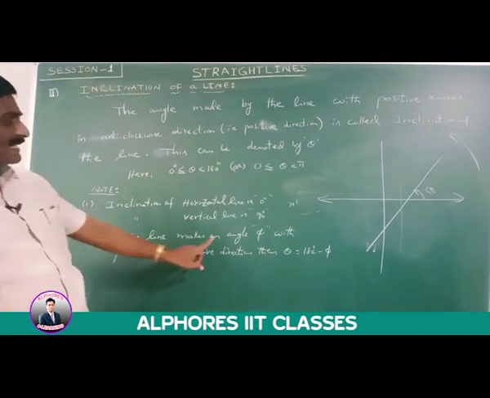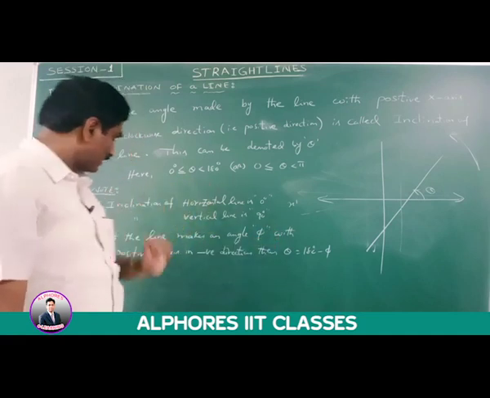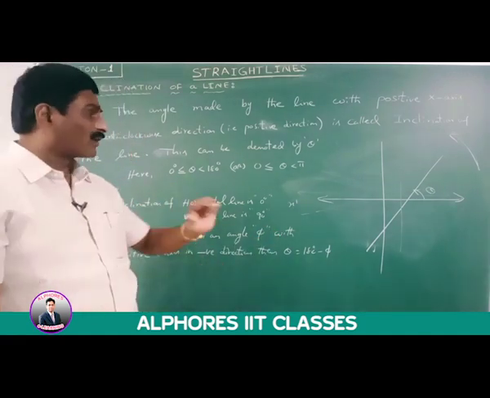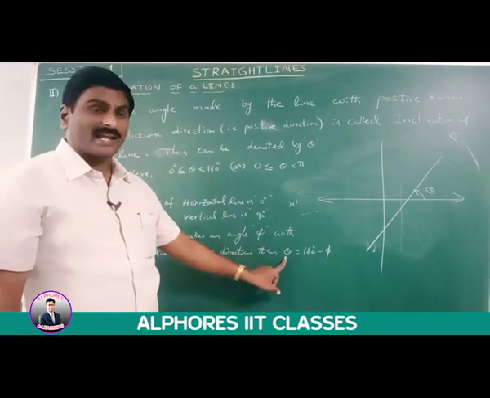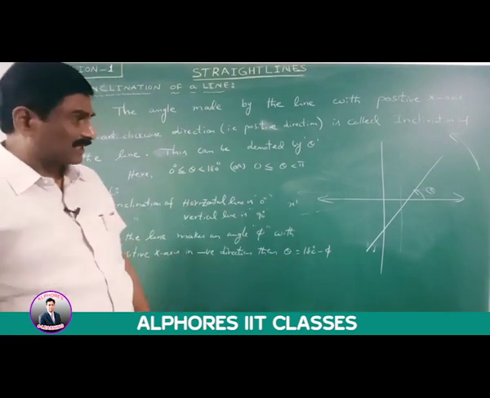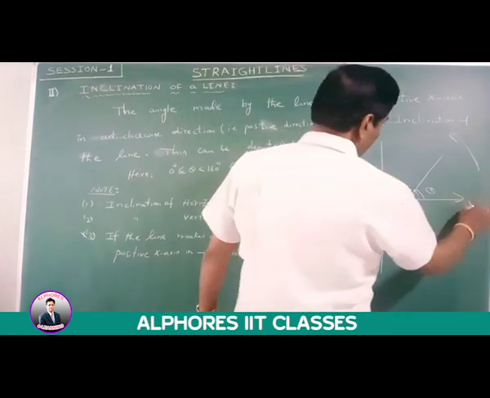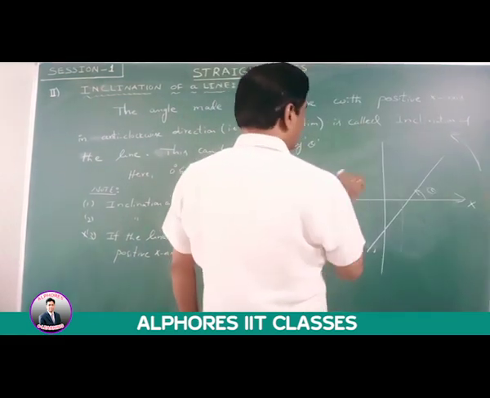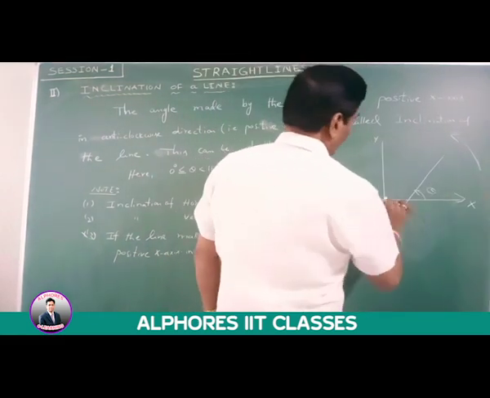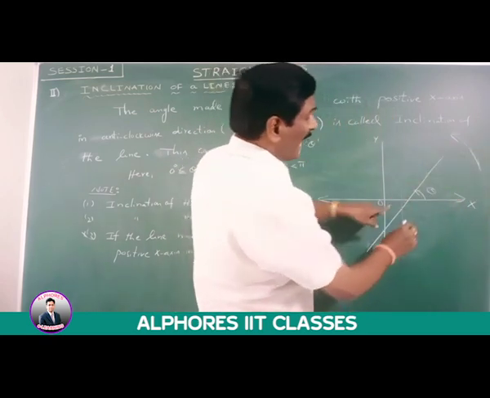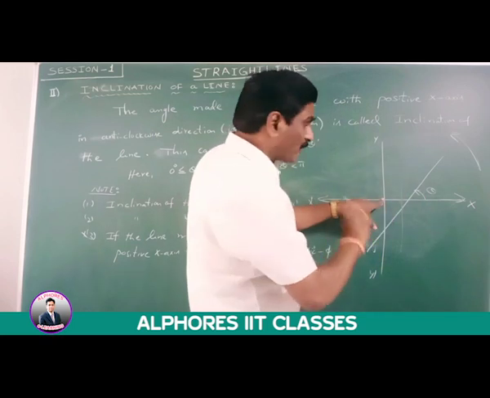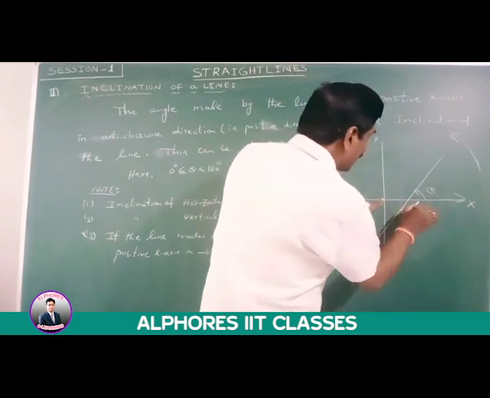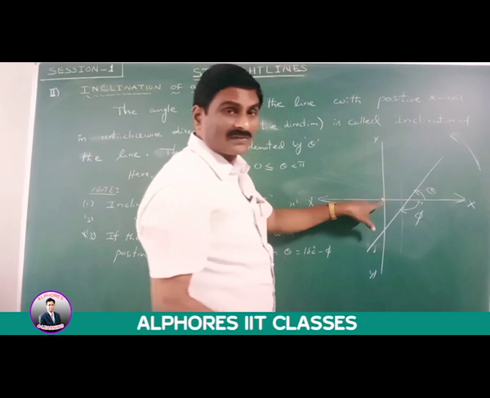If the line makes an angle pi with positive x-axis in negative direction, then angle of inclination theta is equal to 180 minus pi. Please observe this value. It is the positive x-axis. The angle made by the positive x-axis with the line in negative direction means this value. This angle is equal to what is the value? Pi. This value is equal to pi.